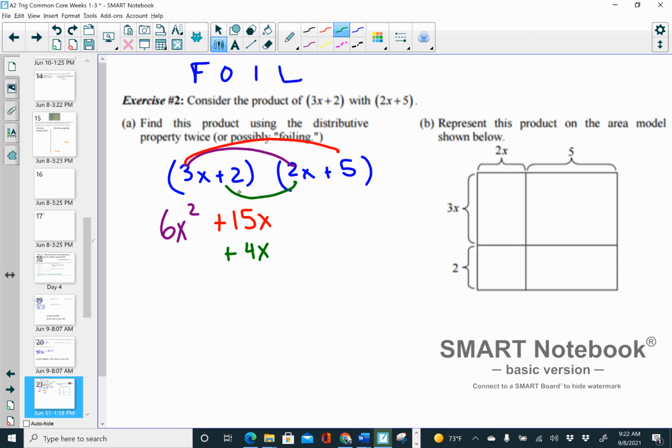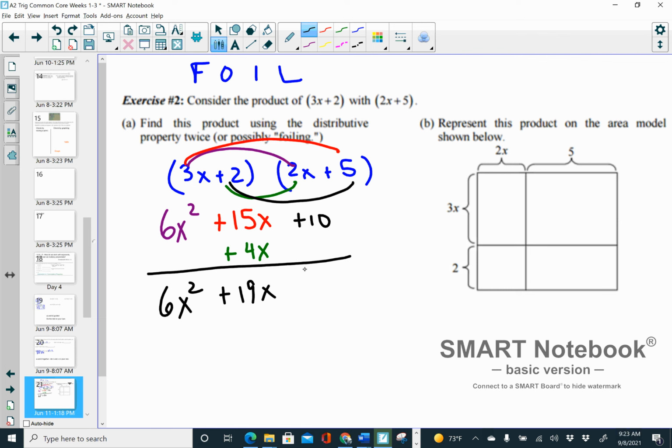The reason why I lined it up is because they both have x's and I can combine them. They are like terms. And then I'm going to do my last. 2 times 5 is positive 10. Now I'm just going to combine like terms. So the 6x squared comes down. 15 plus 4 is 19x. And then I have plus 10. So this right here is my final answer.